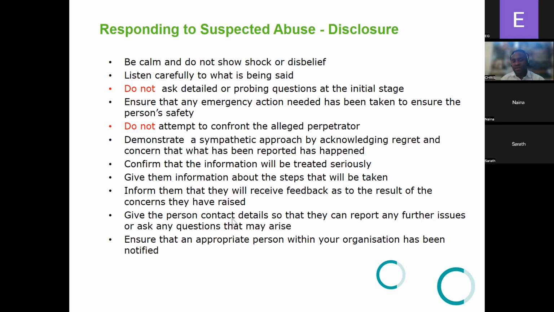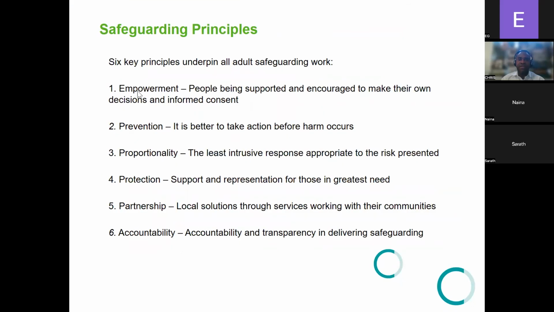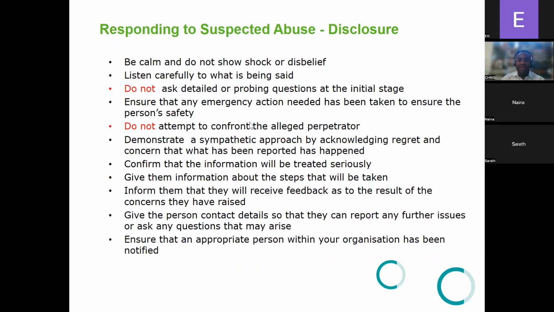Then you give the service user contact details so that they can report any further issues or ask questions that may arise. So this comes under empowerment. We looked at empowerment earlier on, it is one of the key principles. Empowerment is where they have the contact details of who they can contact if they have further information or want to speak further.